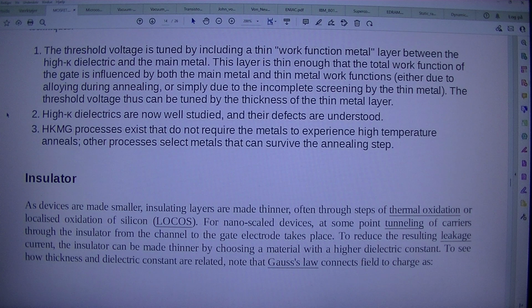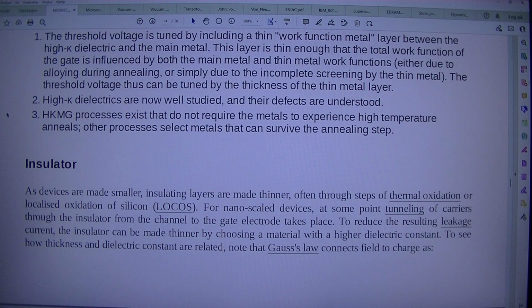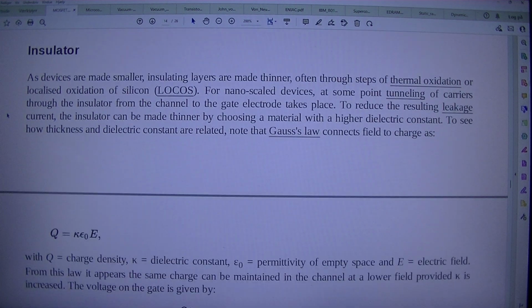Insulator. As devices are made smaller, insulating layers are made thinner, often through steps of thermal oxidation or localized oxidation of silicon, LOCOS. For nanoscale devices, at some point tunneling of carriers through the insulator from the channel to the gate electrode takes place. To reduce the resulting leakage current, the insulator can be made thinner by choosing a material with a higher dielectric constant.